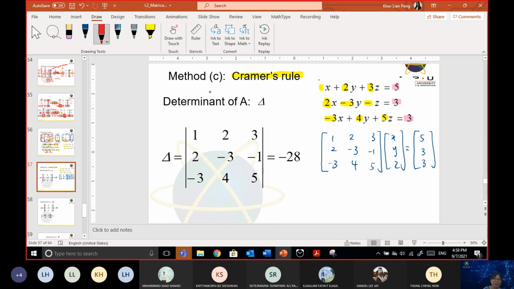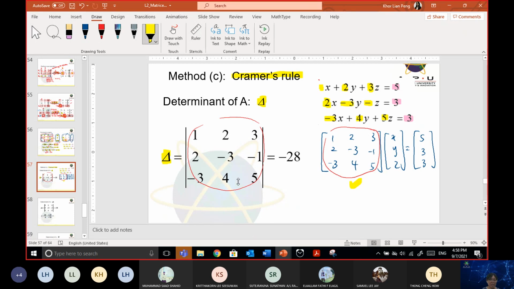Okay, so what you can see here, this value is the coefficient of the x, y, z. So we write in this matrix. First we will find the determinant of this matrix. Let's say we're using this delta as a symbol. It's a determinant of this matrix.